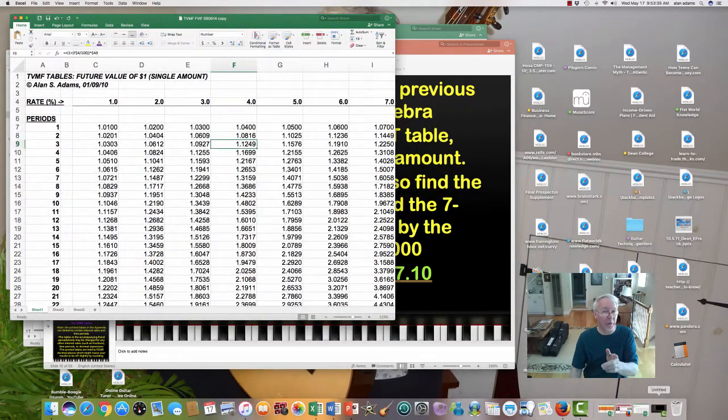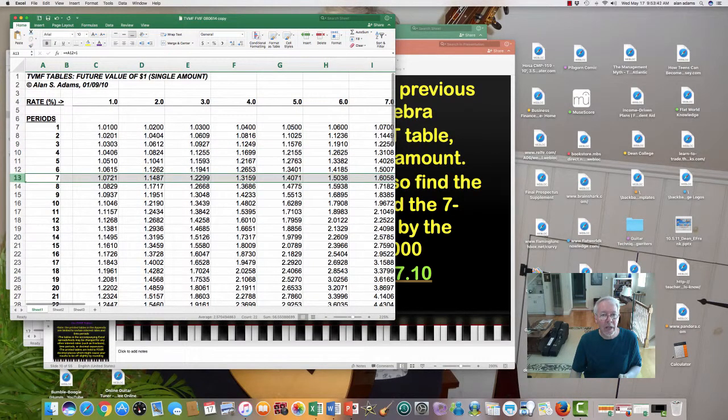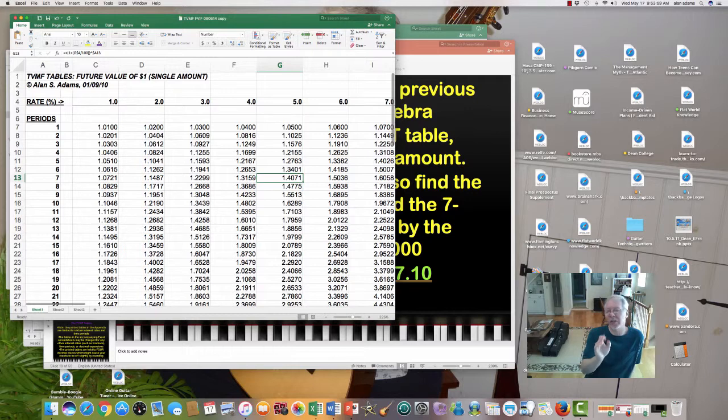Compounding, I am moving forward through time. That means I use table number 1. Okay, 7 years at 5% would be that number right there, 1.4071. So $1 at 5%, 7 years from now, will be worth $1.40, or 41 cents, or 40.7 cents, however you want to express it. That is the factor. I've held it to 4 decimal places.